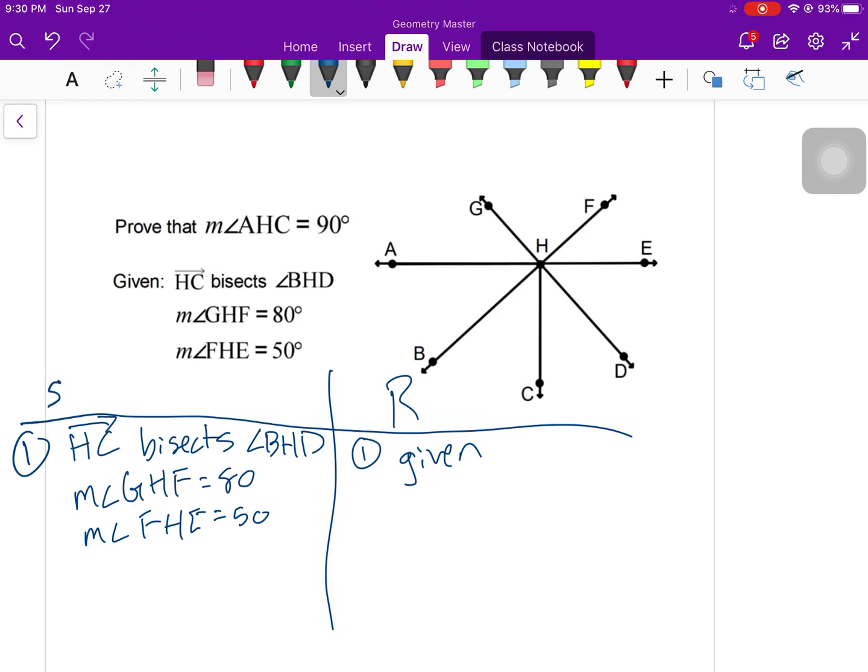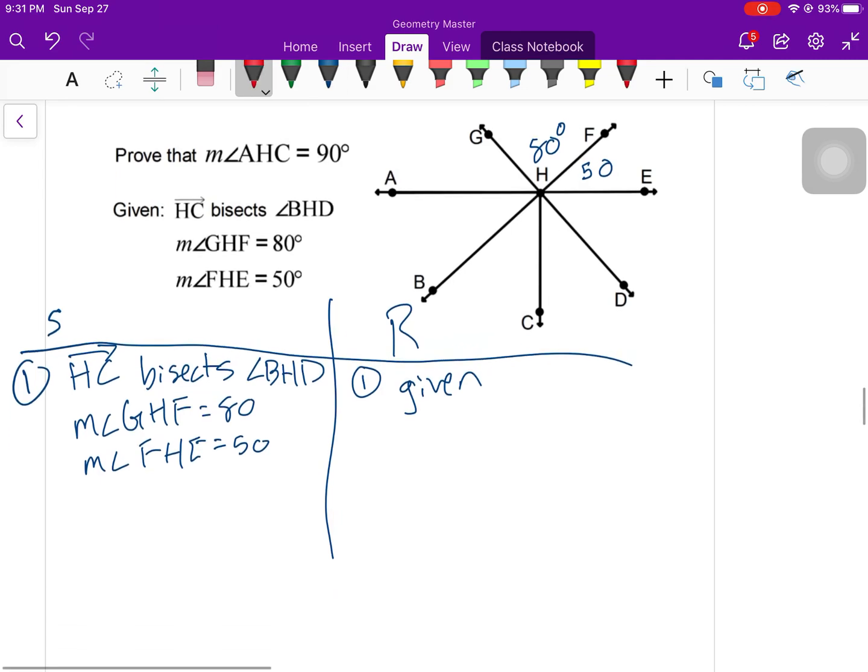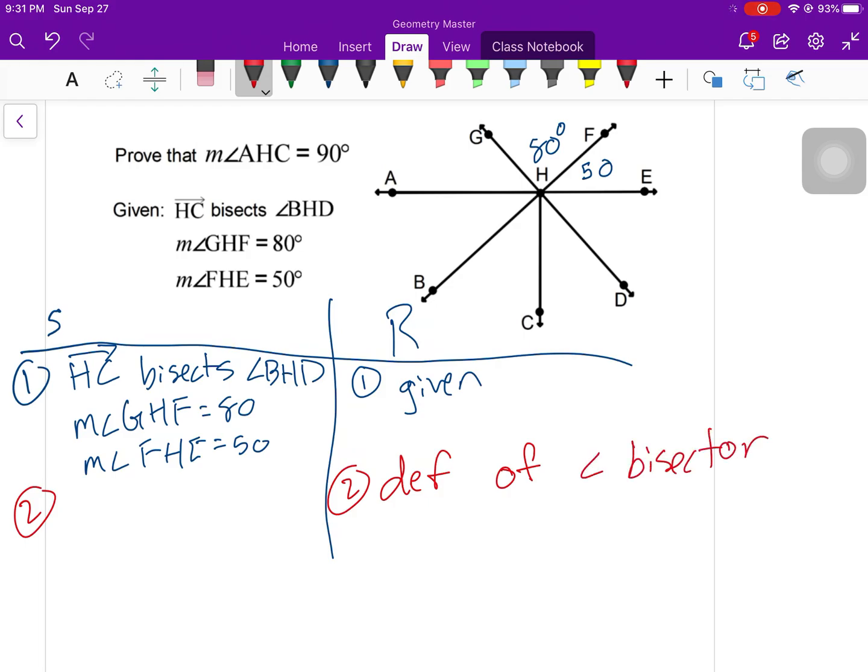Now go mark your picture. Measurement of angle GHF is 80 degrees. Measurement of angle FHE is 50 degrees. All right. Step 2, we had a vocab term, so I want to use the definition of that vocab term. I can't just say bisect, so definition of angle bisector, because that's what's happening. So HC bisects to make those two angles. So it tells me that angle BHC is congruent to angle CHD.